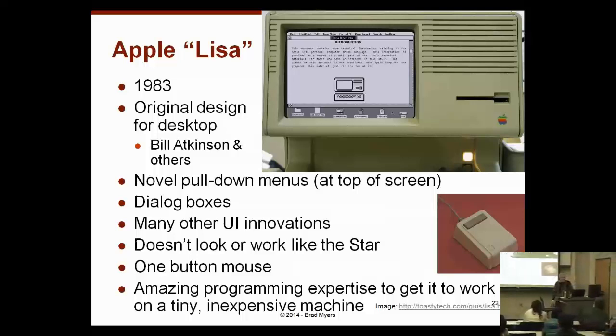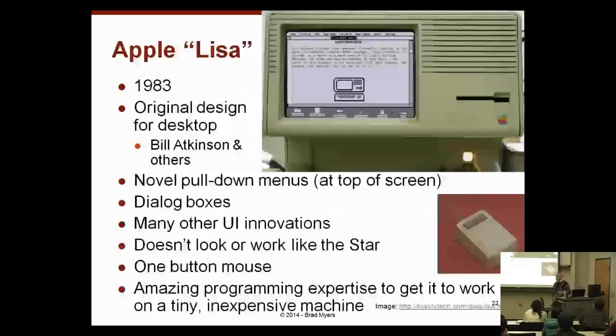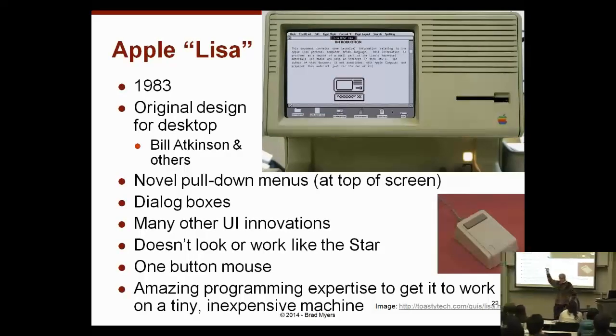So the Lisa came out. It took them about 4 years from this demo until the Lisa came out. It was about a year after the Star had come out, and it was designed to be way cheaper, right? So if the Star was $10,000, this was $1,000 or $2,000. I'm not sure how much it was when it originally came out.